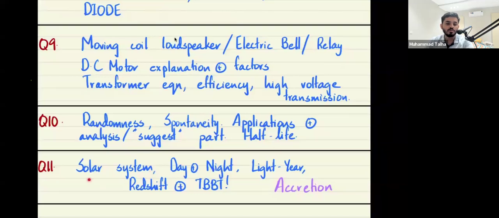And lastly, for question number 11, the solar system has not been asked for quite some time, which is, for example, the different objects, the different celestial bodies in the solar system, how day and night are formed, what is the temperature variation, how does radiation from the sun affect what planets are hotter, what ones are not. Light year is definitely going to be on there, and redshift and the Big Bang theory. And for IGCSE, the accretion model.